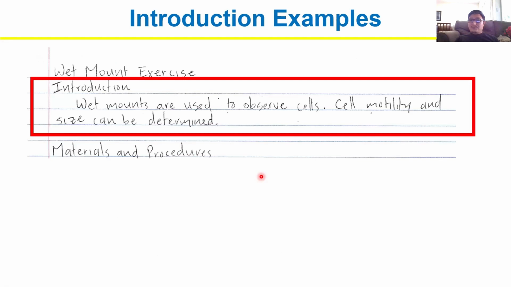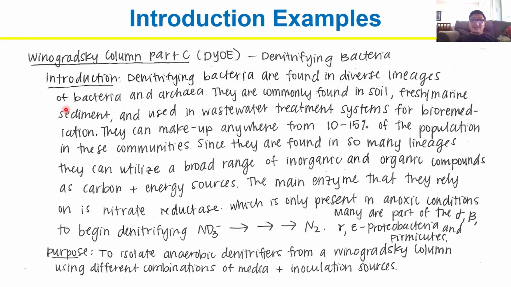So I'm providing you an example of what is not a good introduction. For example, in the wet mount exercise, the student just gave me a sentence. It said wet mounts are used to observe cells. Cell motility and size can be determined. That really doesn't tell me anything, and that's pretty much the title in the lab manual. It doesn't show that that person put any effort or told me any of the points that I just outlined. And now I want to give you an example of a better introduction.